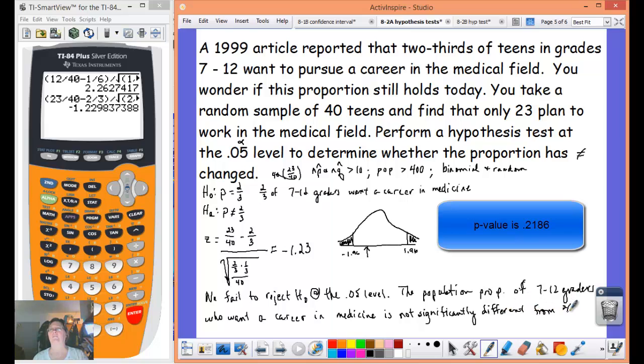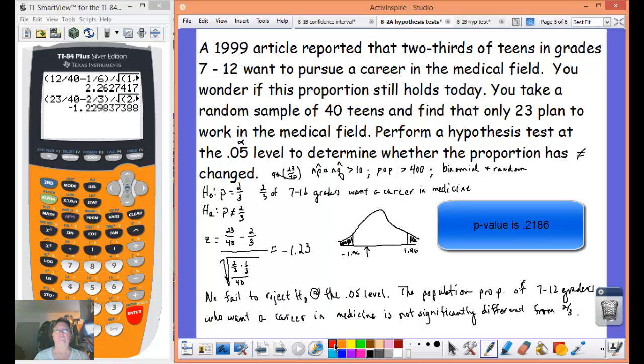Okay, and we're going to call a halt right there. I'd just like to ask you to think about the logic of this again. Our test statistic was certainly different from 2/3. 23/40 is not the same as 2/3. However, it wasn't extremely different. And in a hypothesis test, that is what you're looking for. Is it significantly different from what you would expect?